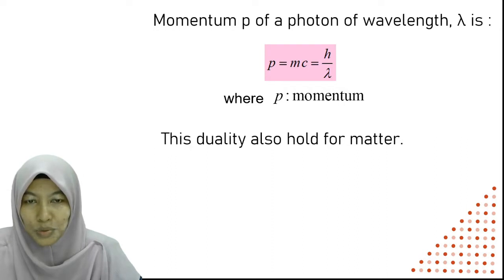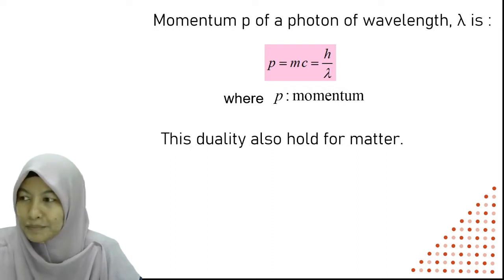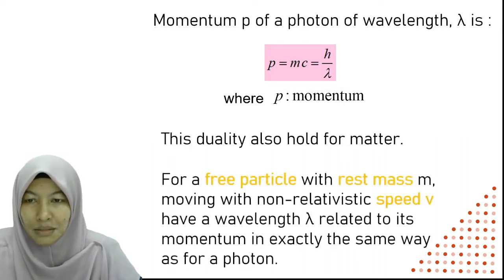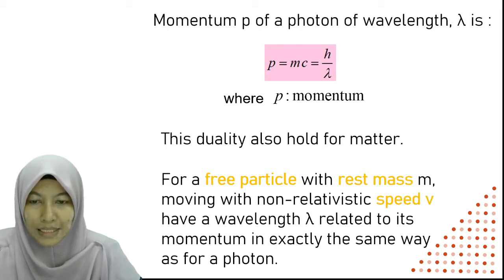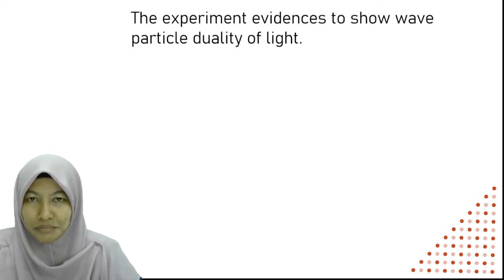This duality also holds for matter. A free particle with rest mass m moving with non-relativistic speed v has a wavelength lambda related to its momentum in exactly the same way as for a photon.